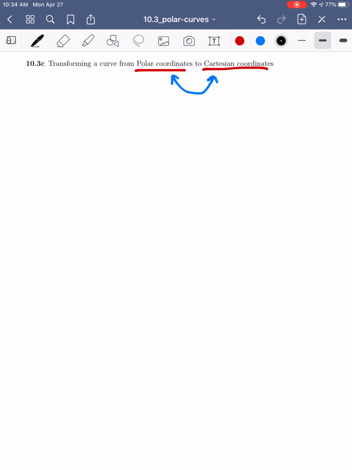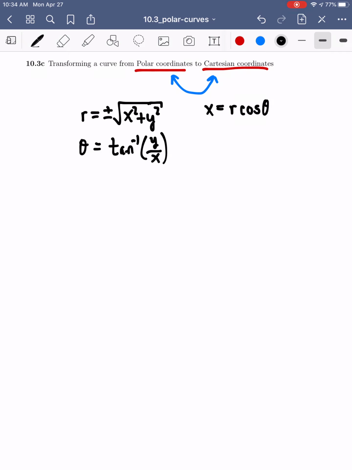So we had the following four equations. r is equal to plus or minus the square root of x squared plus y squared, and theta is equal to the arctangent of y over x. And we also had that x is equal to r cosine theta and y is equal to r sine theta. And the big picture idea is that all of these coordinate transformation equations come straight from what we know about right triangles, using trigonometric relationships as well as the Pythagorean theorem. So let's start converting entire curves from different coordinate systems.